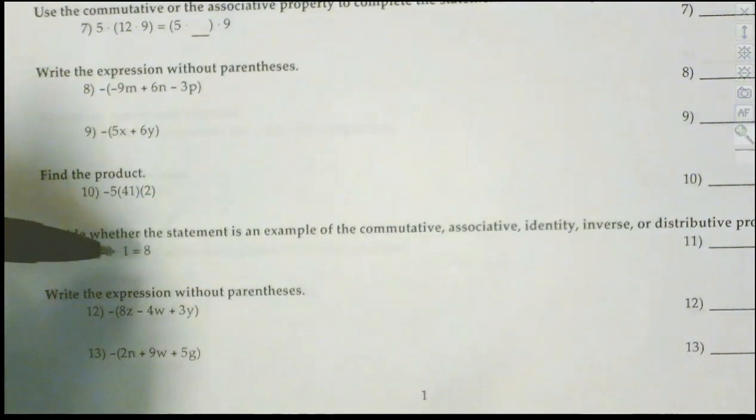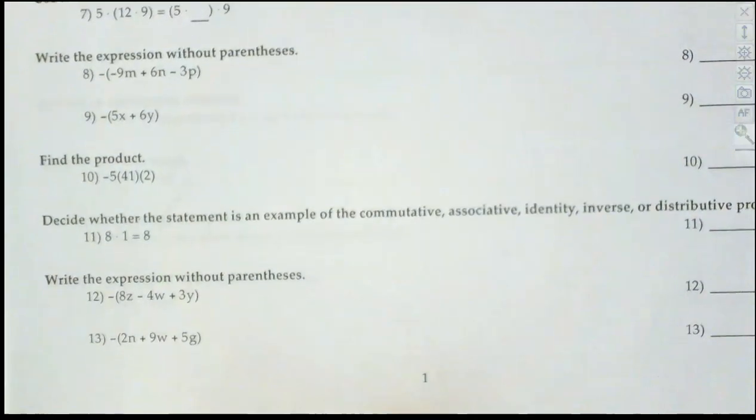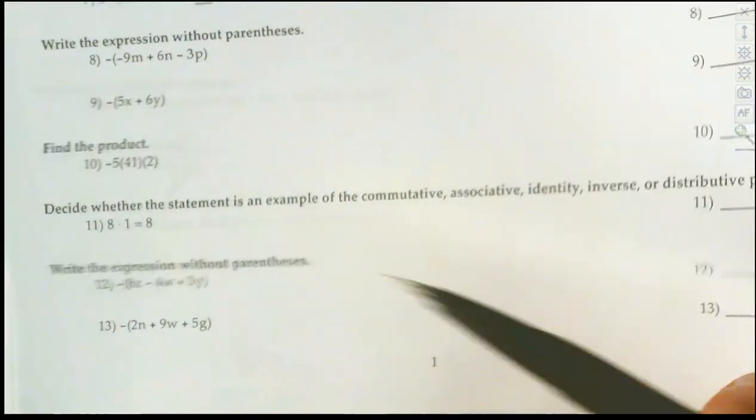I'll give you a hint on this one. When you multiply 1 by any number, does it change? No. So you should know what that one is now. When you multiply something by 1, it doesn't change. It keeps it the same, which is one of the properties. 12 and 13, distribute the negative through.